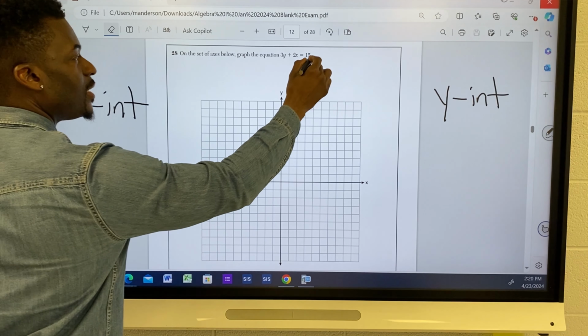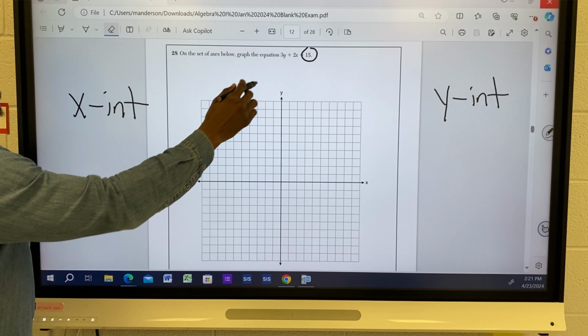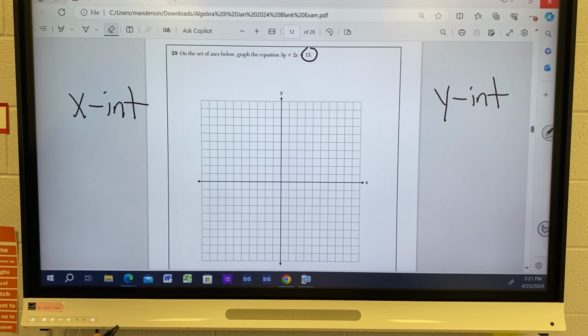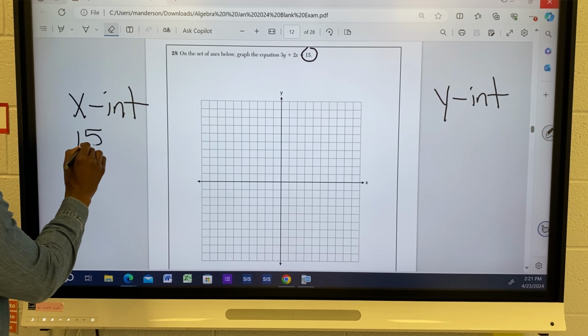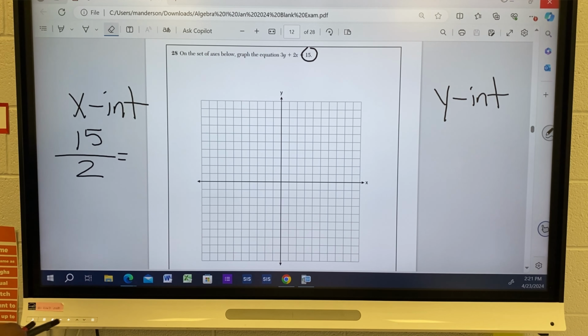We're going to take this constant, which is 15, and divide it by the number in front of the x to get the x-intercept. That's the coefficient of x. So 15 divided by 2 gives us what? 7.5.